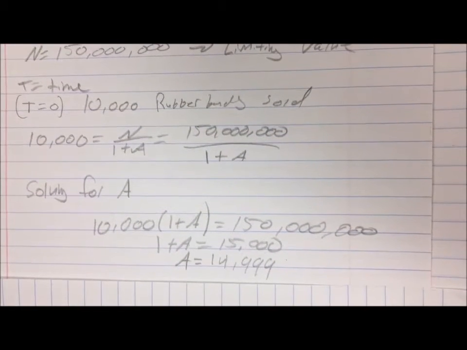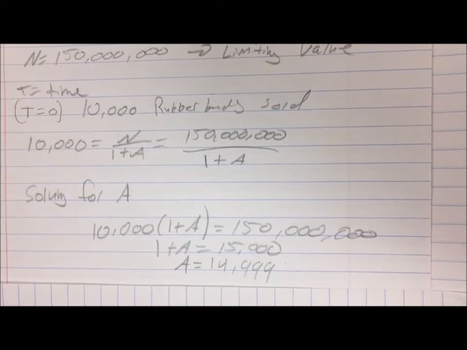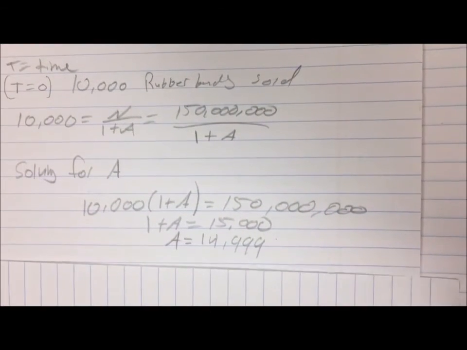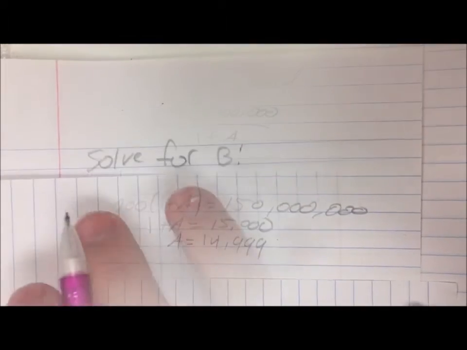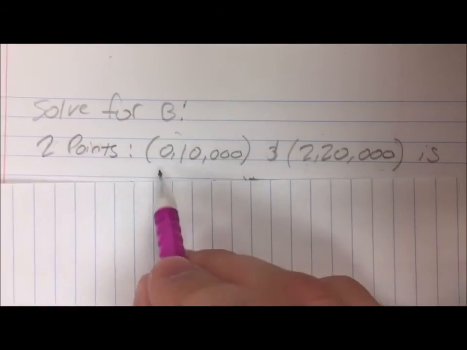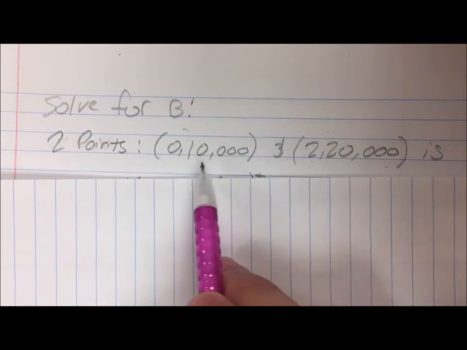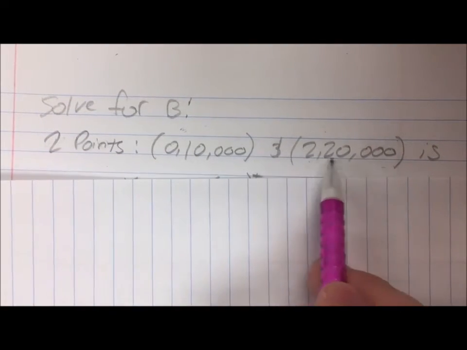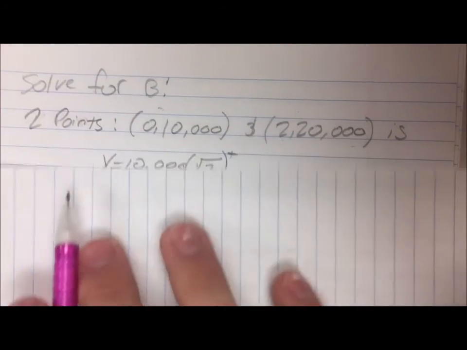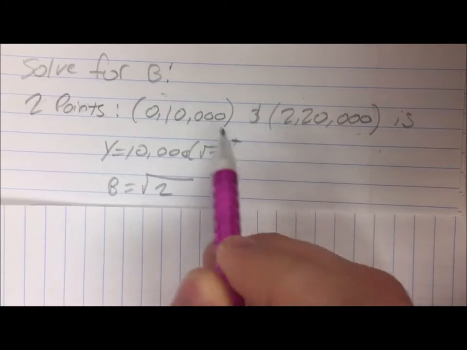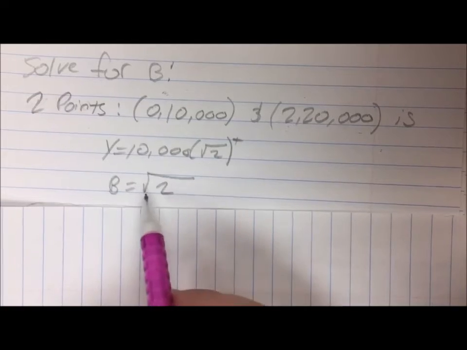Then we get 15,000 minus 1. That's 14,999. Then we get a equals 14,999. Next, we solve for b. So you pick 2 points. The x's represent 0 and 2, which is time, while the y values represent 10,000 and 20,000, which is your rubber bands sold, which would be y equals 10,000 times the square root of 2 to the t. So for b, that would give you the square root of 2.